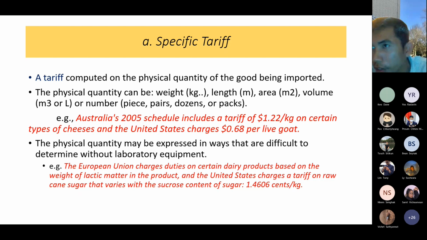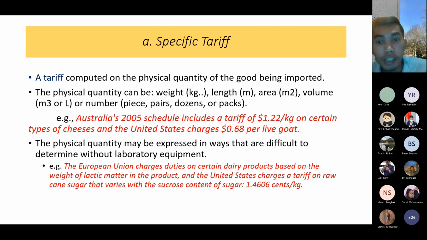How much? 24. Yeah, 24 US dollars. So very easy. Just see the actual price right here and then calculate based on kilogram, based on physical quantity. Not only kilogram, but there are many forms of physical quantity.